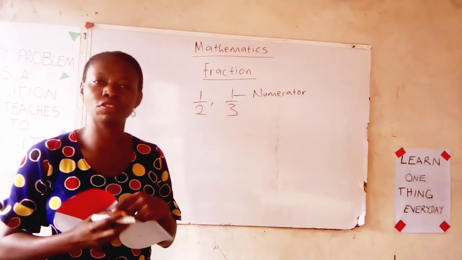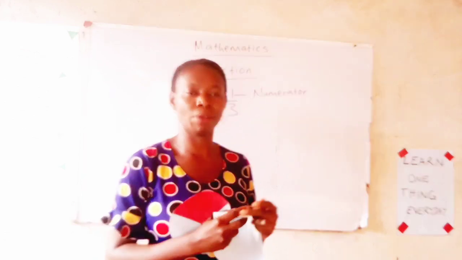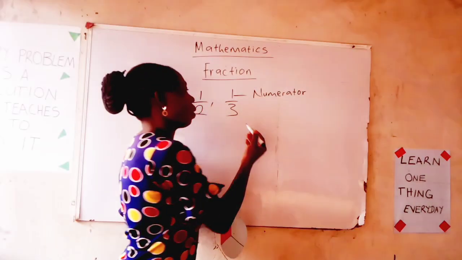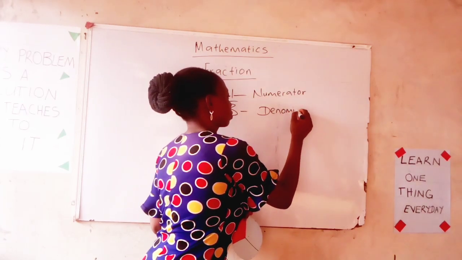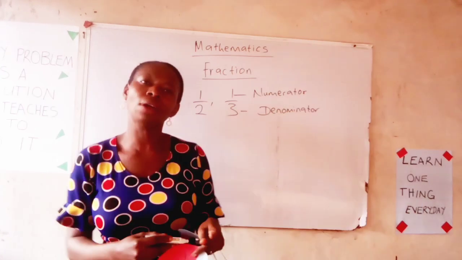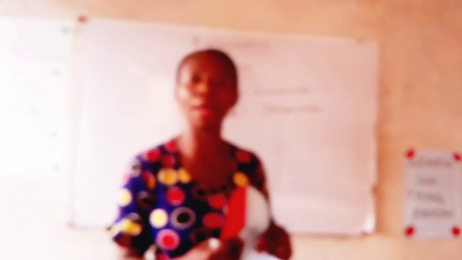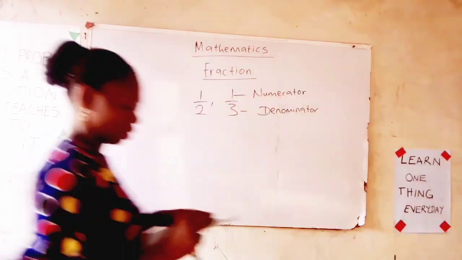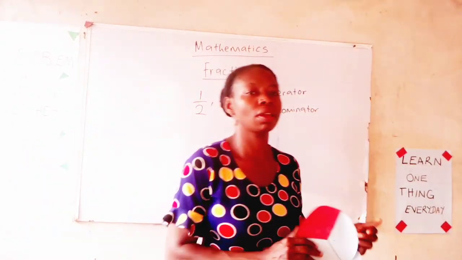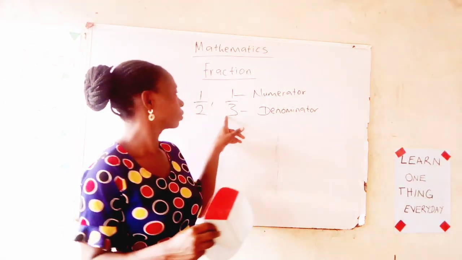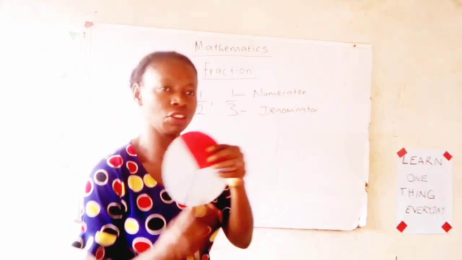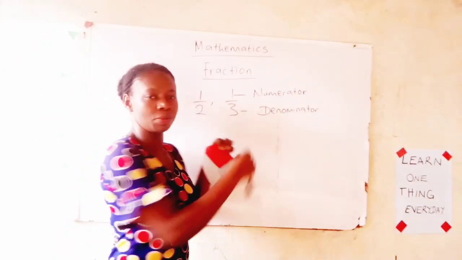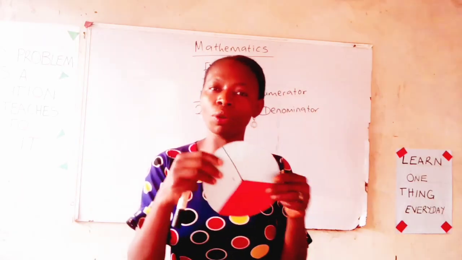So the top number is called the what? Good, numerator. The down number is called the denominator. The numerator tells you how many parts you have. The numerator shows how many parts you have. How many parts? So this is 1 part. That is the numerator. And the denominator shows how many parts the whole is divided.